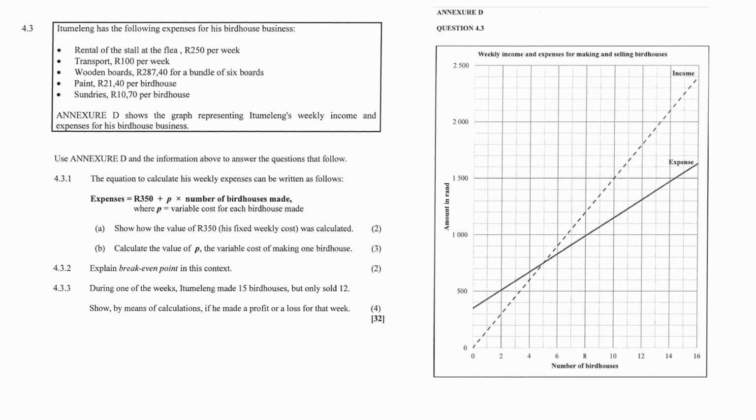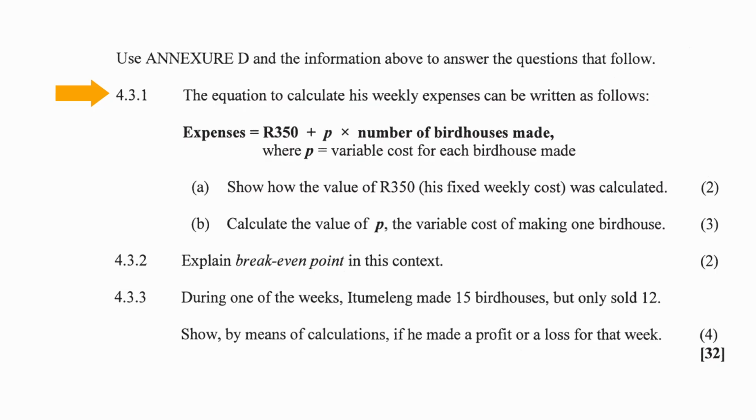Question 4.3 consists of 4 measurement and finance questions that were designed to assess your understanding of income and expense in the context of a manufacturing business. You are given a list of expenses for a birdhouse business and a graph representing the weekly income and expenses for that birdhouse business. In question 4.3.1, it is stated that the equation to calculate the weekly expenses can be written as follows. The expense equals 350 plus P multiplied by the number of birdhouses made, where P equals the variable cost for each birdhouse made.